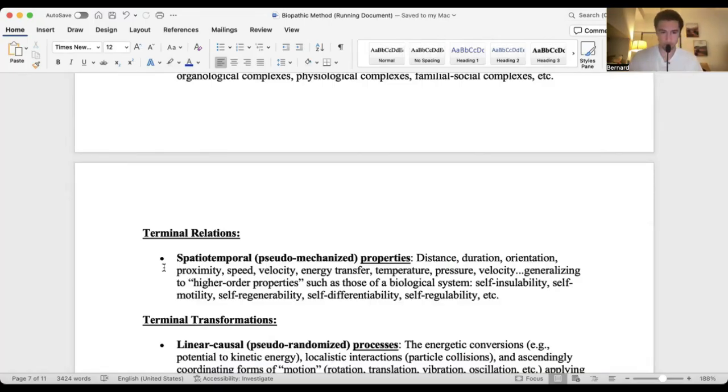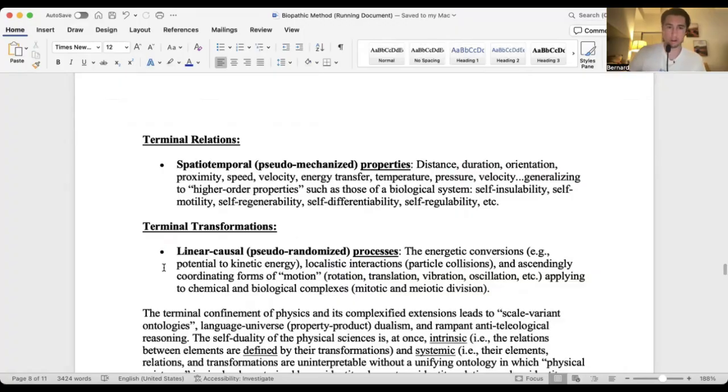And then finally, we have terminal transformations, which are linear, causal, pseudo-randomized processes. So, for example, energy conversions of potential to kinetic energy, localistic interactions like particle collisions, in any phase of matter, ascendingly coordinating forms of motion such as rotation, translation, vibration, oscillation, applying to chemical and biological complexes. For example, mitotic and meiotic subdivisions are very complex coordinated forms of motion, DNA transcription, replication, recombination. These are all highly complex forms of motion, where motion is the simplest characterization of a terminal transformation.